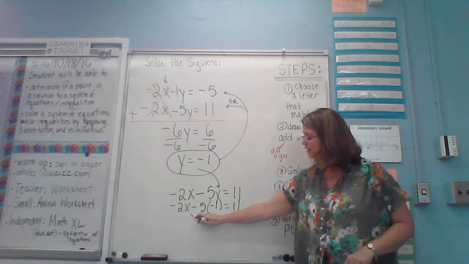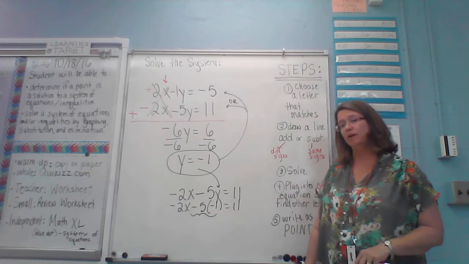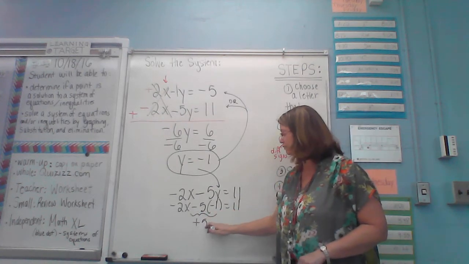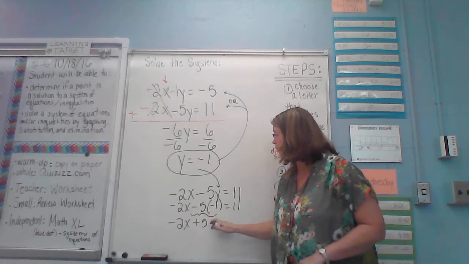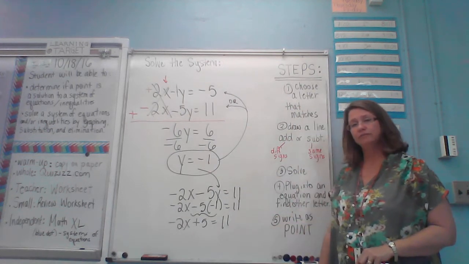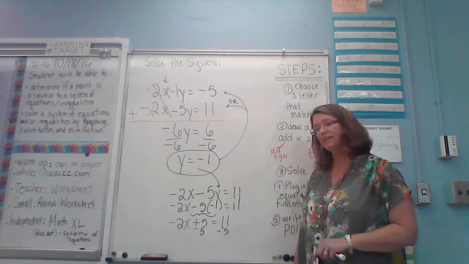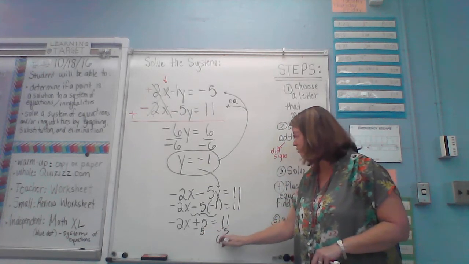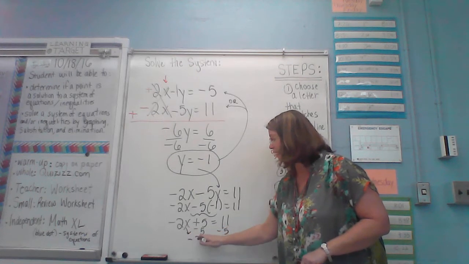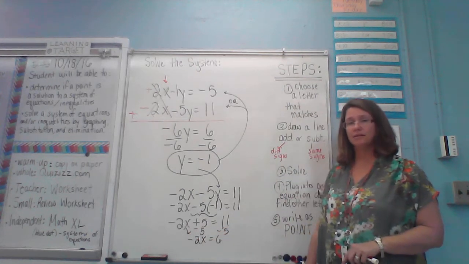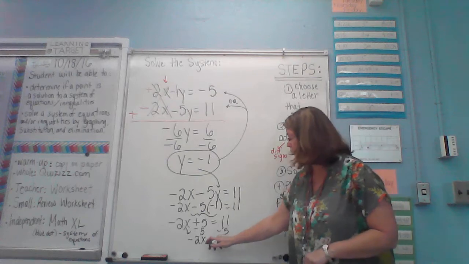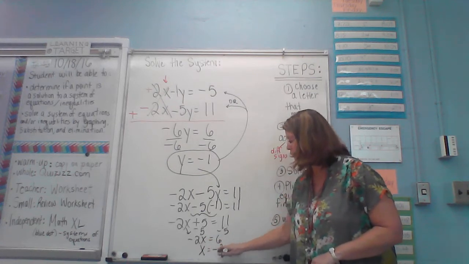What happens when a negative 5 multiplies to a negative 1? We get a positive 5. And now how are you going to get rid of that positive 5? You're going to do its opposite by subtracting. Does 11 take away 5 leave you with a 6? So we now have negative 2x equals 6. Last step, divide by negative 2 and x would equal negative 3.